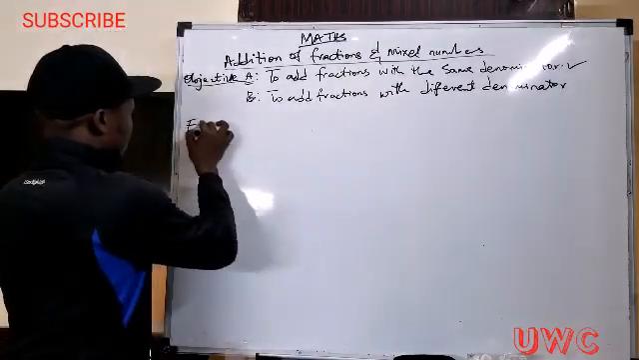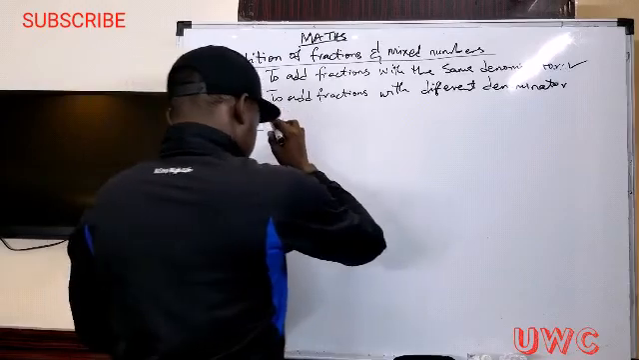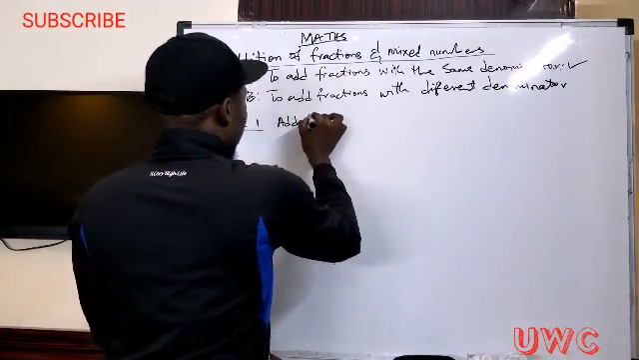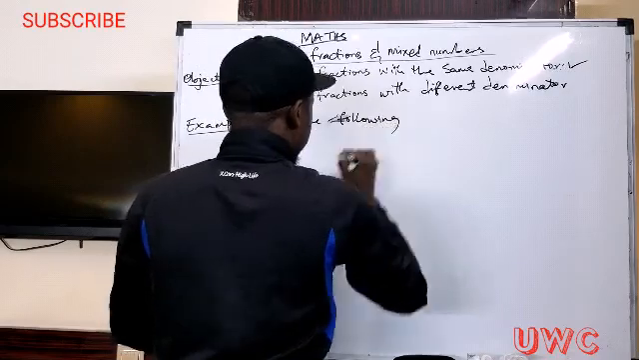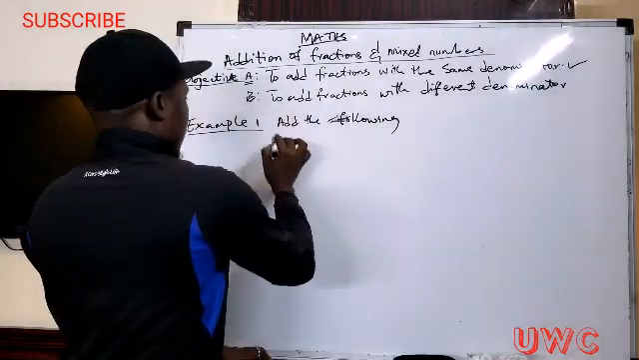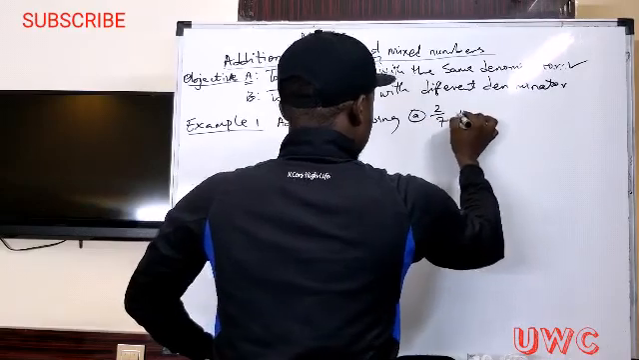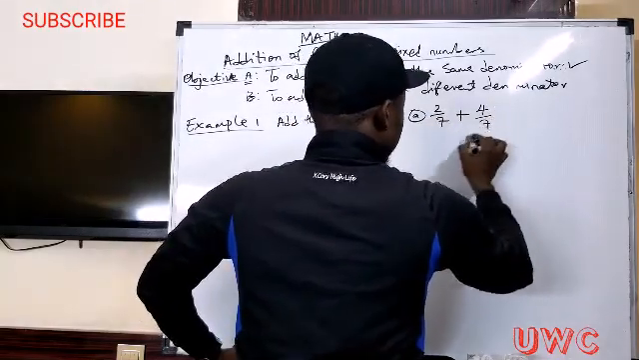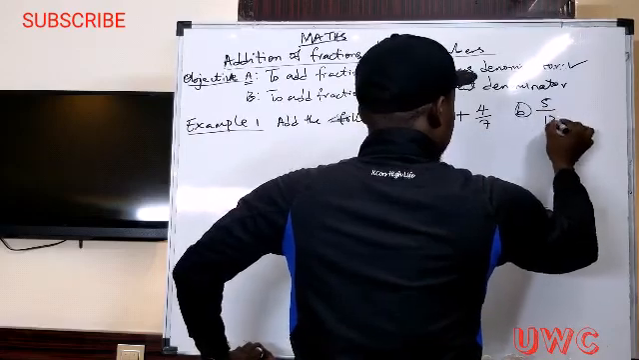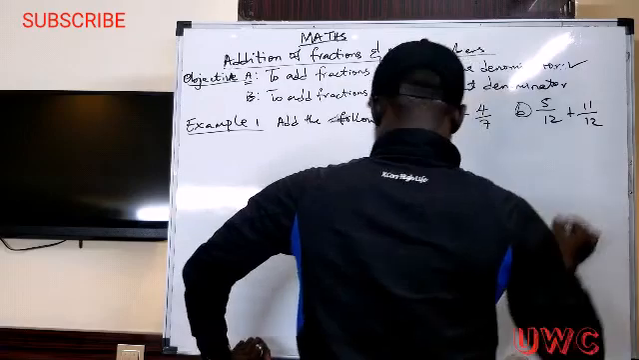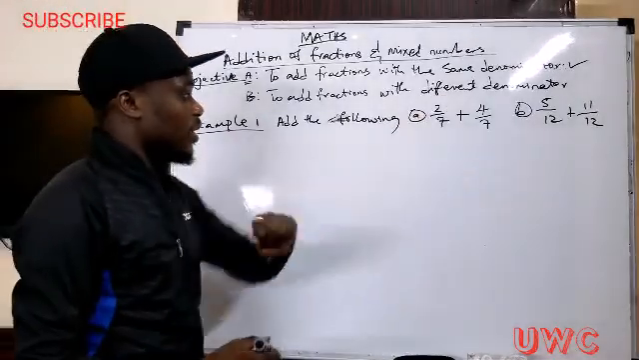Example 1. Add the following. A. 2/7 plus 4/7. B. 5/12 plus 11/12. Okay, we take them one after the other. We'll take number A.